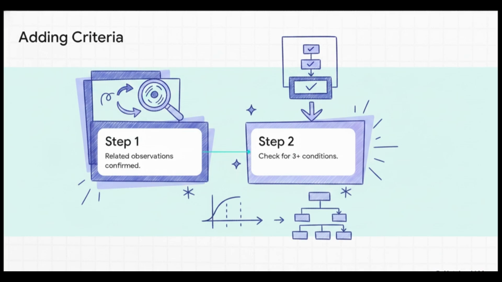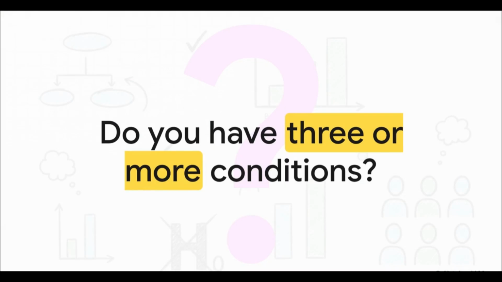All right, Section 3, Step 2, Condition Count. Okay, so we've established that our observations are related. Awesome. Now we're building our sequence for success by verifying the number of conditions in our study. We're essentially layering our criteria here, narrowing down the possibilities with every single successful step we take down this path. And that brings us to our next major decision point. Do we have 3 or more conditions?